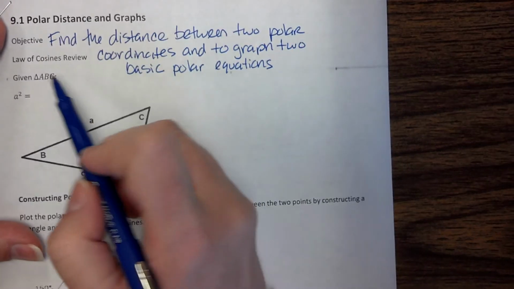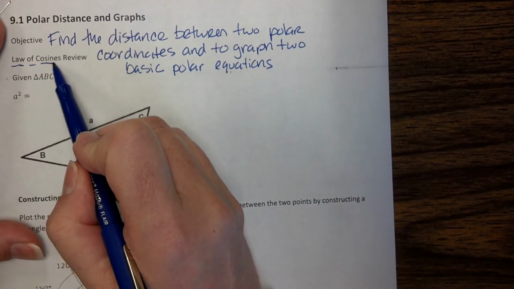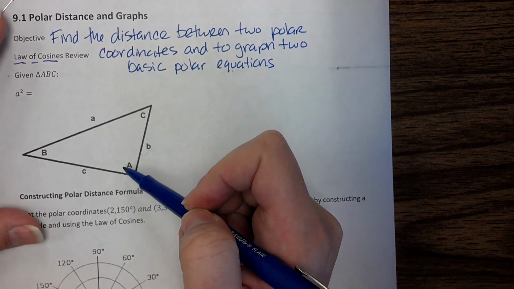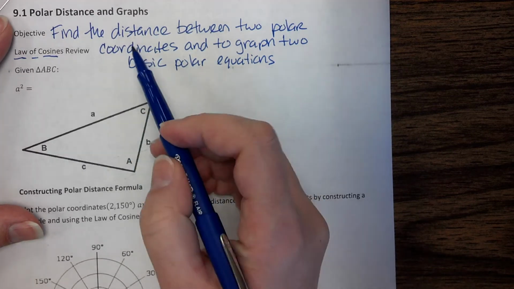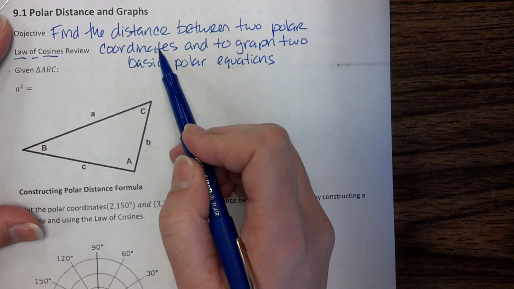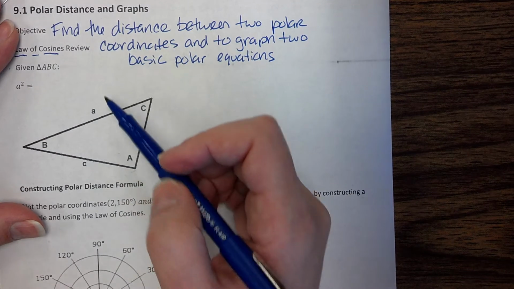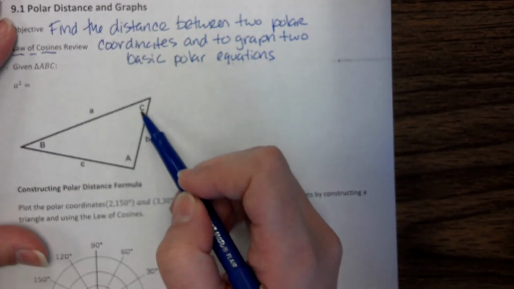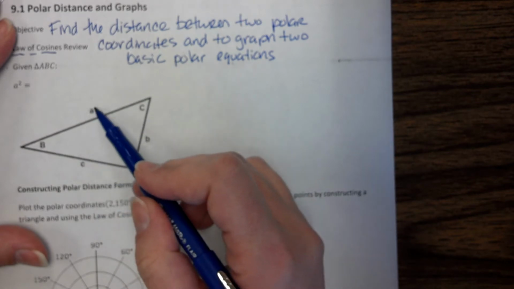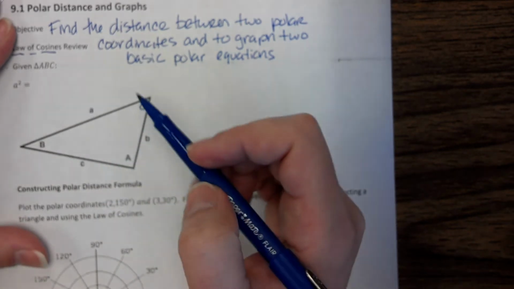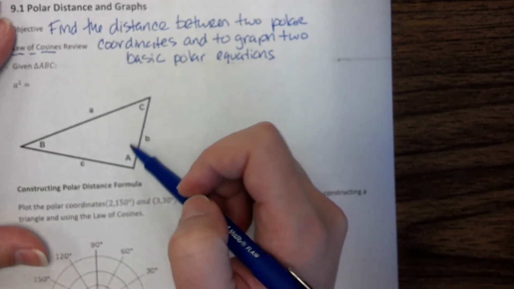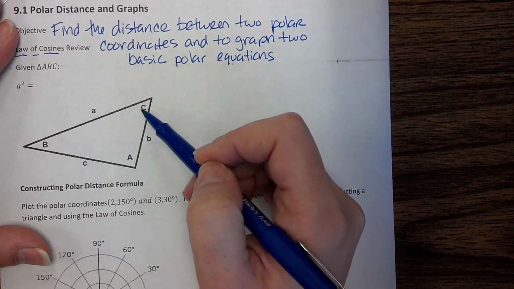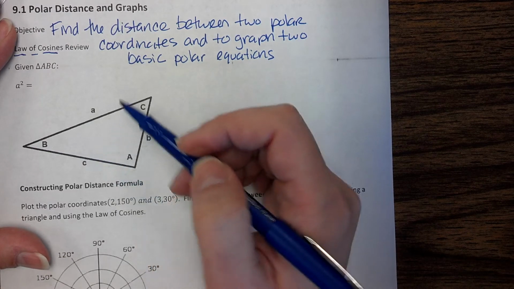All right, so first we're going to review law of cosines. We're going to actually use this to connect it to the formula to find the distance between two polar coordinates. So now, we have a regular triangle here, ABC. Remember, the uppercase letters were our angles, lowercase letters were our sides. And you had to know that angle A is across from side A, angle B is across from side B, angle C is across from side C.